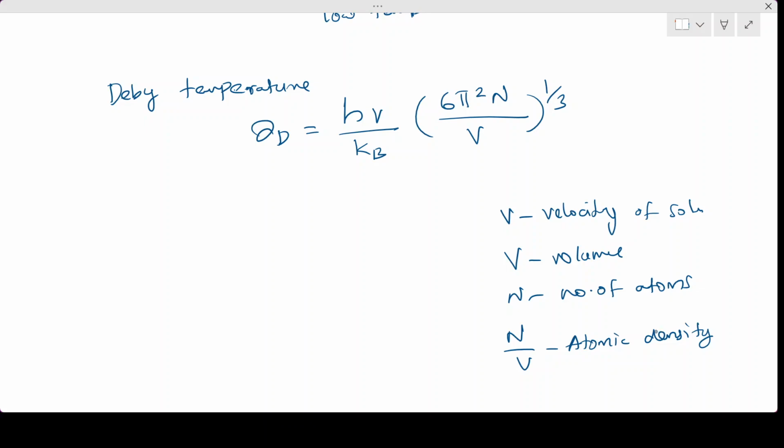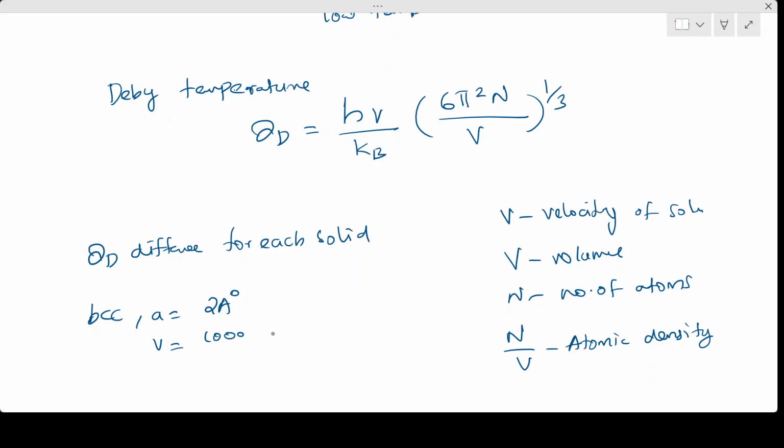Okay, so theta D, the Debye temperature, will be different for different solids. Theta D is different for each solid because the number density of each solid will be different. Particularly, if you consider a BCC lattice with a lattice parameter of, let me say, 2 angstrom, and the velocity of sound supposed to be 1000 meter per second, then if you calculate theta D, it will be different.